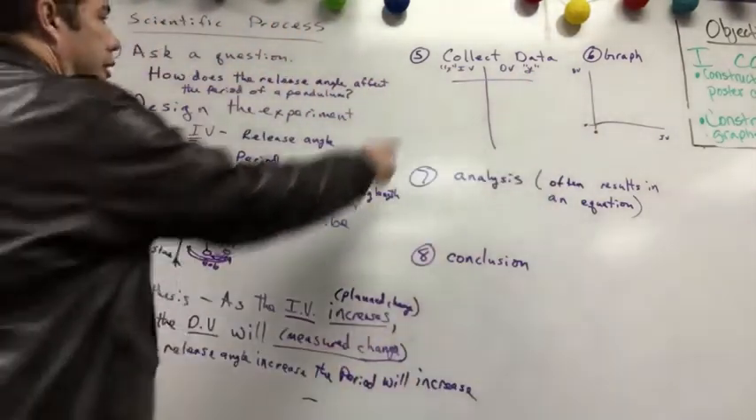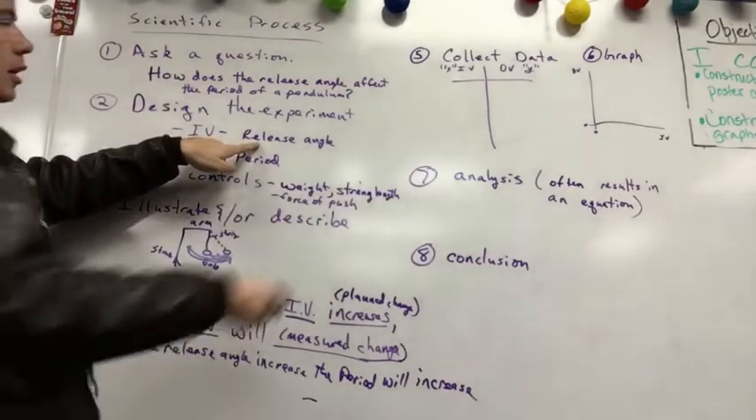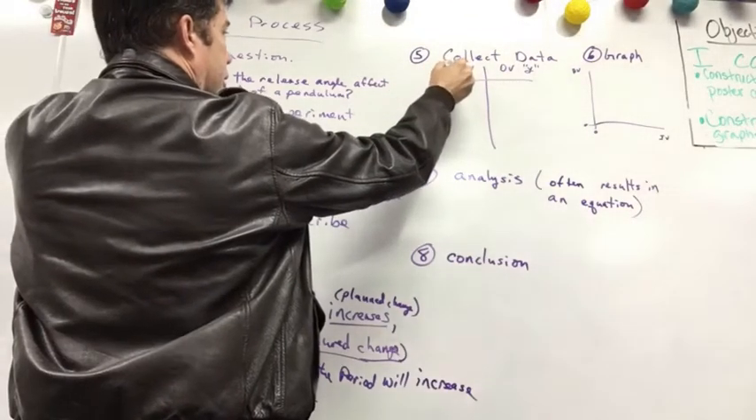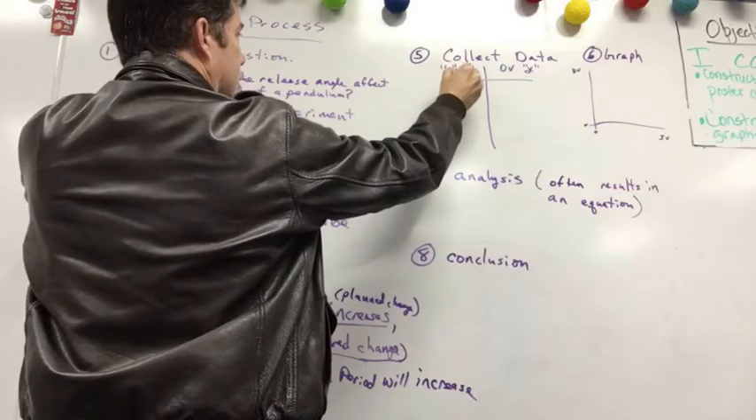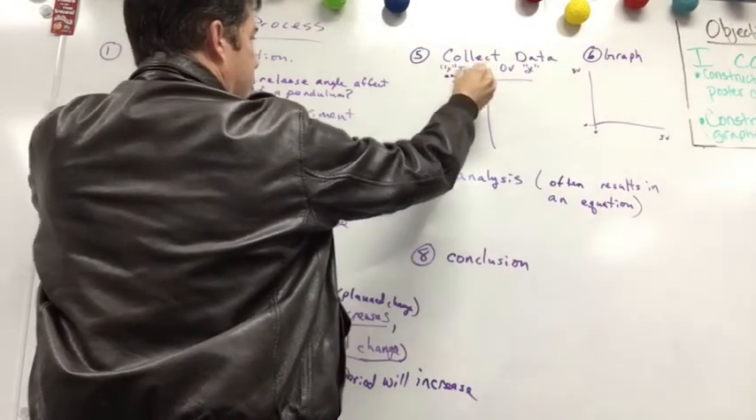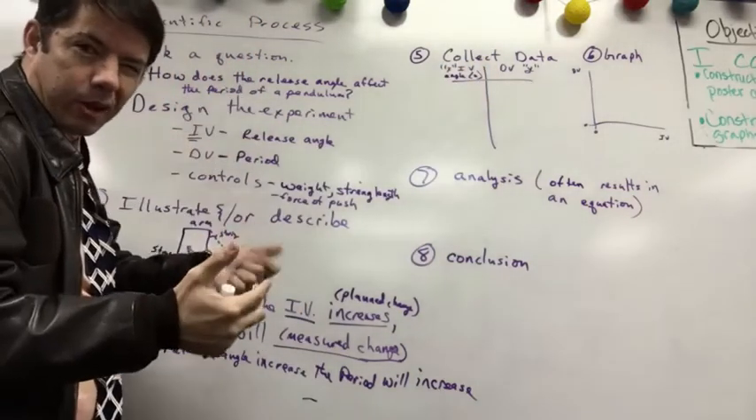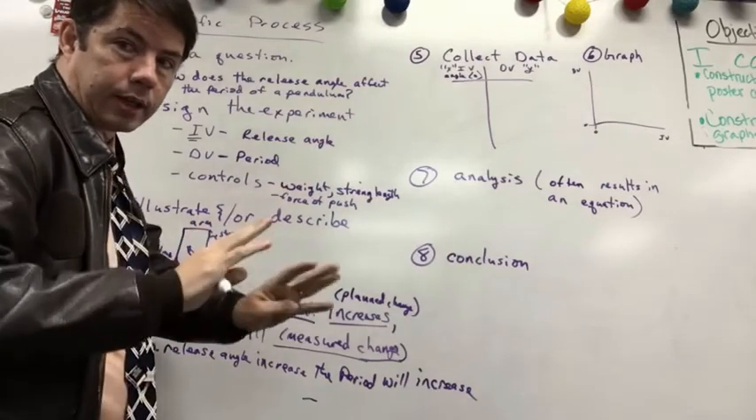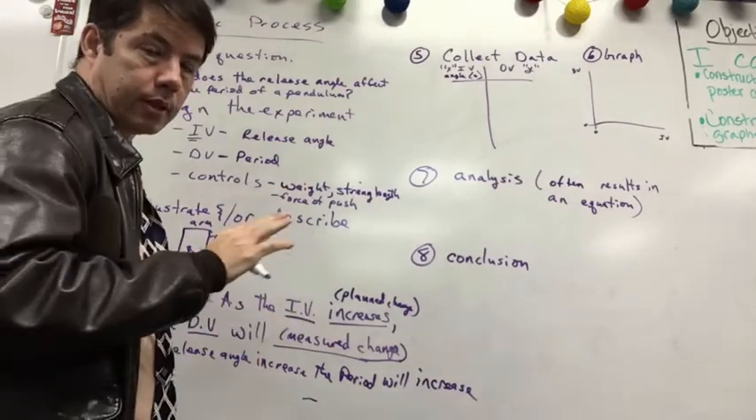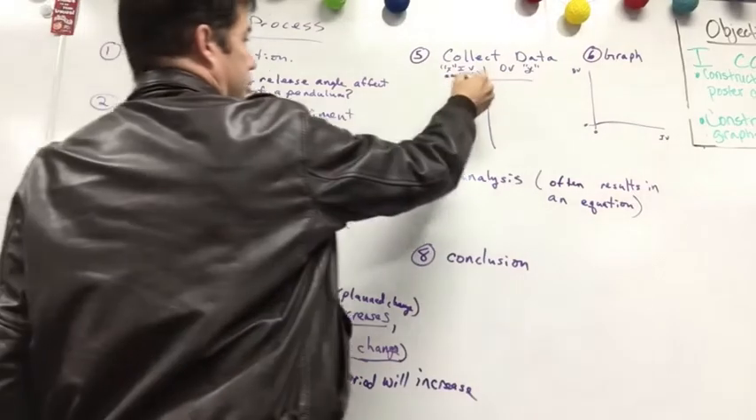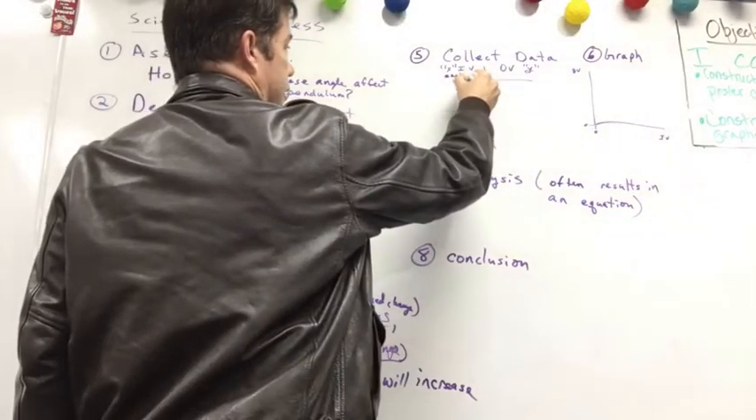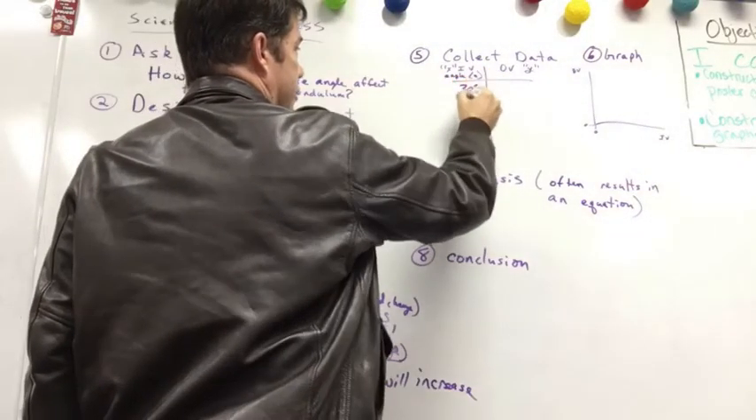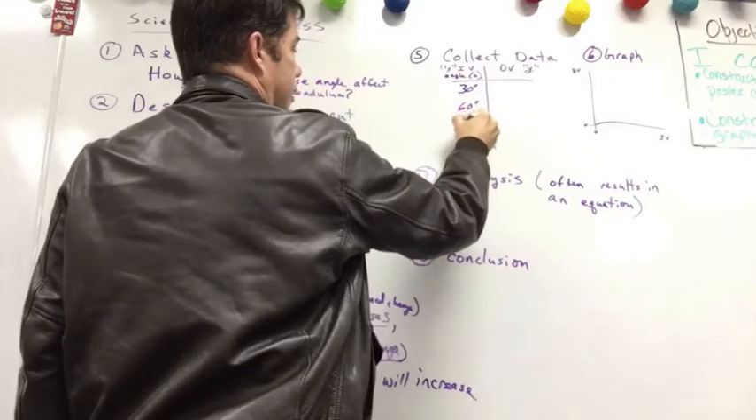But our independent variable was an angle, so we can write angle. And we always put units, so we're going to use degrees. In physics, we often use radians, but we're not going to get into what that conversion is and all that stuff. We're going to keep it simple. We're going to do 30 degrees, 60 degrees, and 90 degrees.